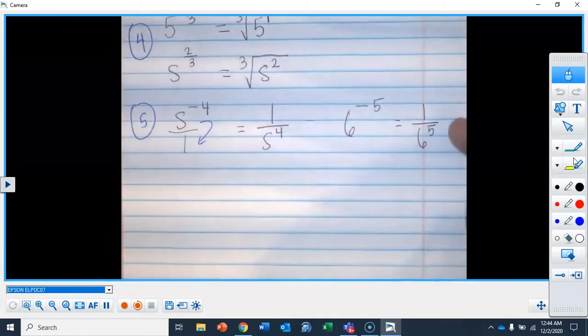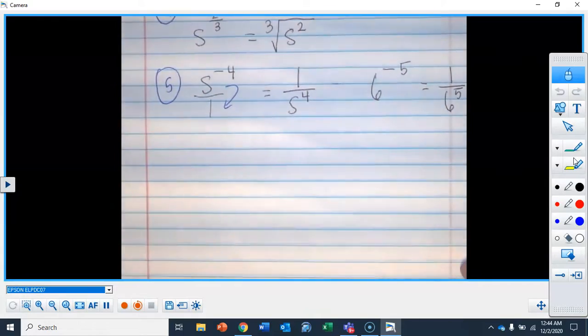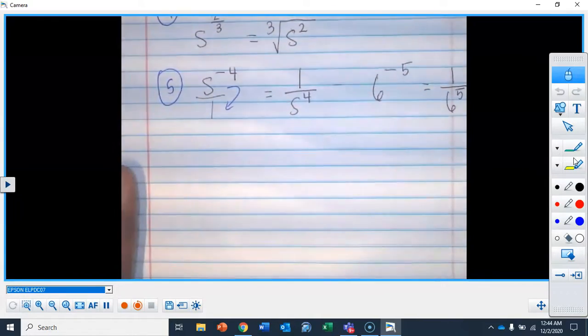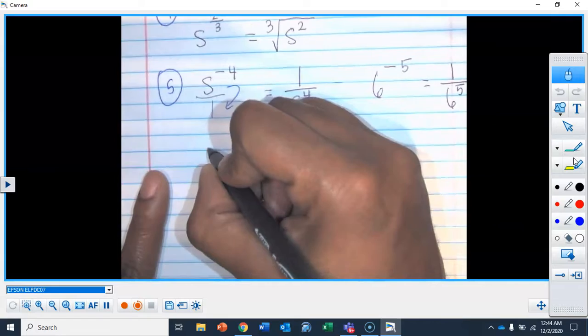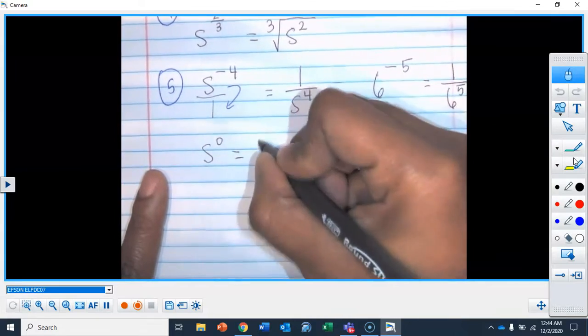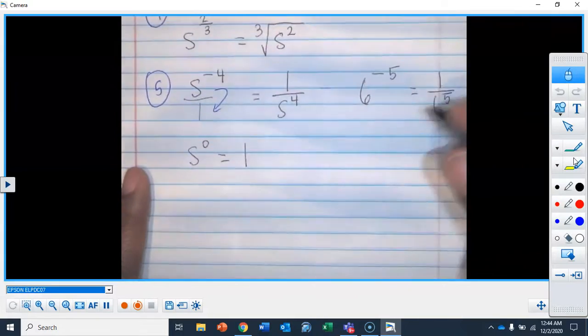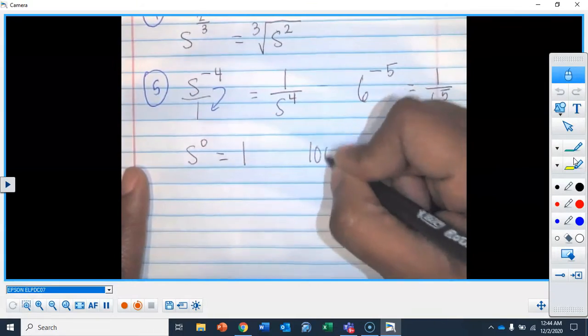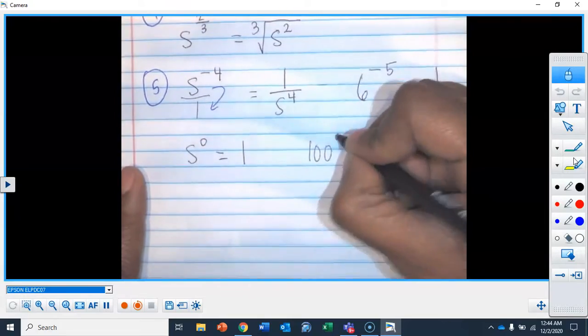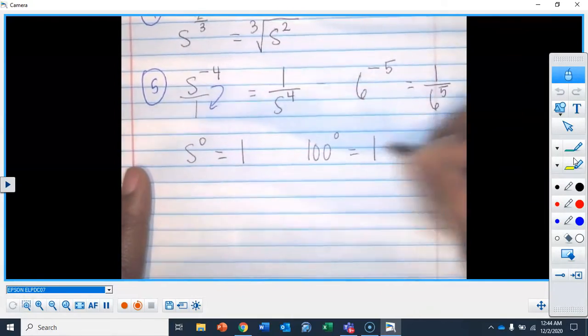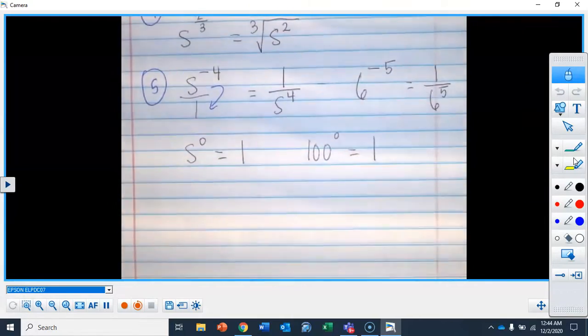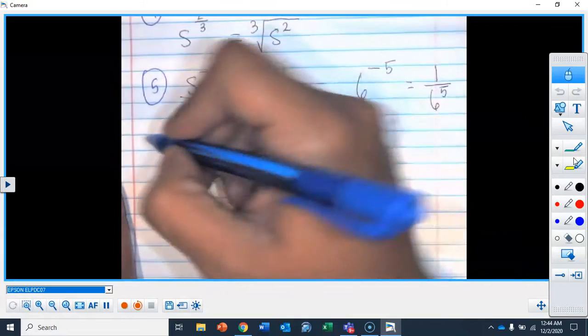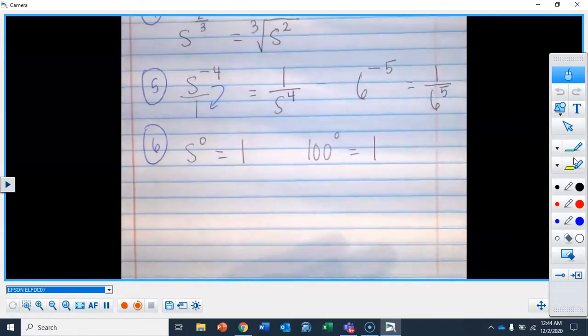Okay, next one, last one. And you just have to accept this one. This is the 0 power. So if I had s raised to the 0, it equals 1. If I had 10, 100, doesn't matter, raised to the 0 power, still 1. That's it. I accept it. And this again was the last one.